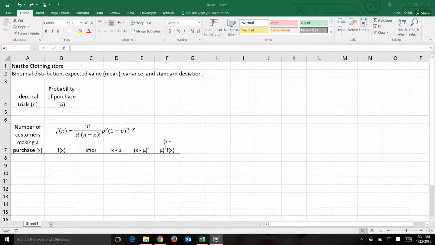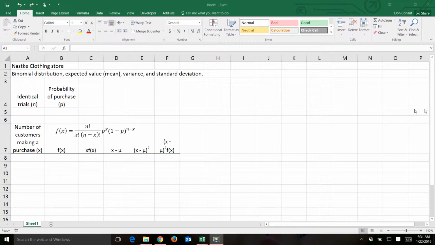The experiment is described in a sequence of 3 identical trials, so there are identical trials. There are 2 outcomes possible for each trial. The customer either makes a purchase or they don't make a purchase. The probability of a purchase is 30%, therefore the probability of no purchase is 70%. These trials are mutually exclusive. The purchase decision of each customer is independent of the purchase decision of the other customers. So each trial is independent of the previous trials.